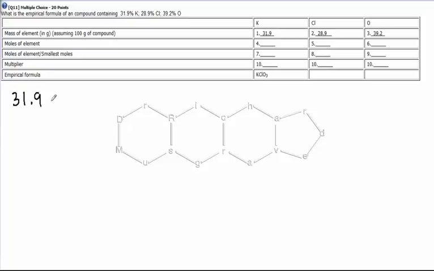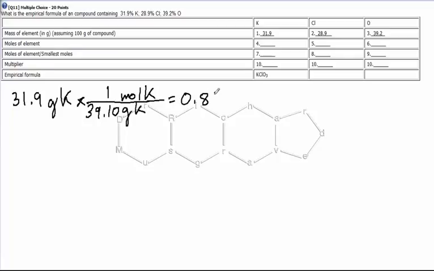with 31.9 grams of potassium. We'll figure out the number of moles of potassium. Grams of potassium go on the bottom, moles of potassium go on top. Relationship: 1 mole is 39.10 grams of potassium. That's the atomic weight. That comes out to be 0.816 moles of potassium.